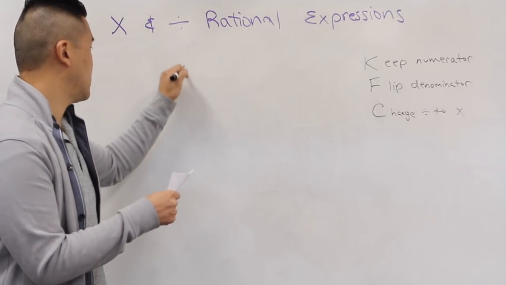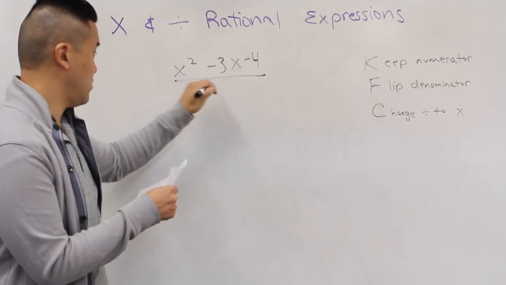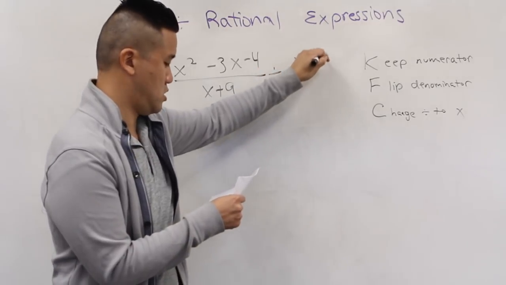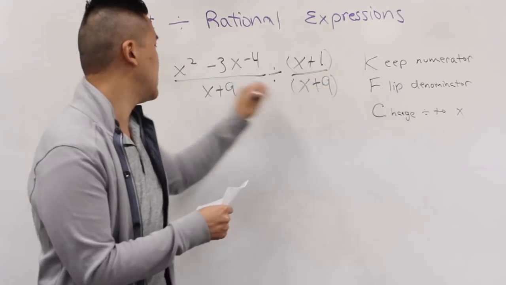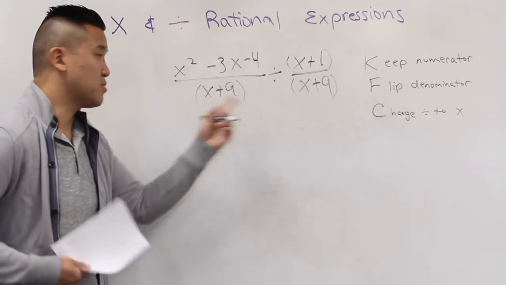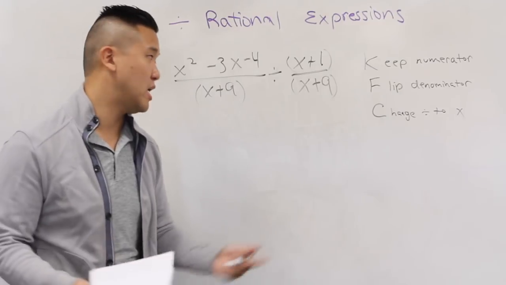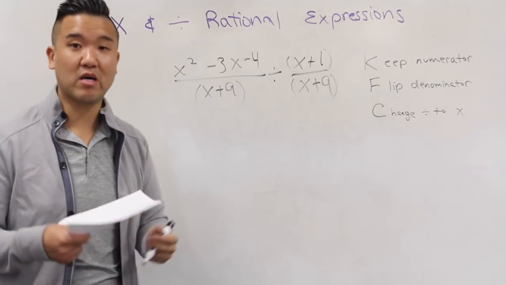Let's try this. x squared minus 3x minus 4 all over x plus 9, divided by x plus 1 over x plus 9. I'm going to put parentheses in all these guys. It's division, so make it into a multiplication problem. I'm not going to tell you how, but KFC is your hint. Factor each part out. I'm going to give you about a minute for this one.